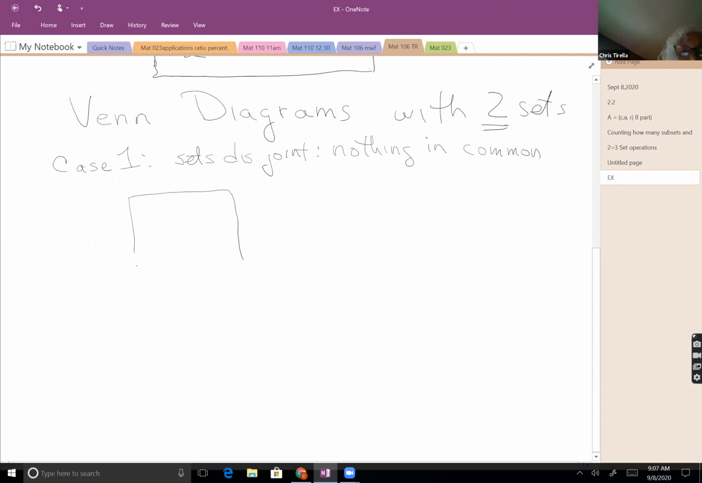And so if that was my universal set and I wanted to draw 2 sets with nothing in common, couldn't I just put 2 separate loops in there? Yeah.